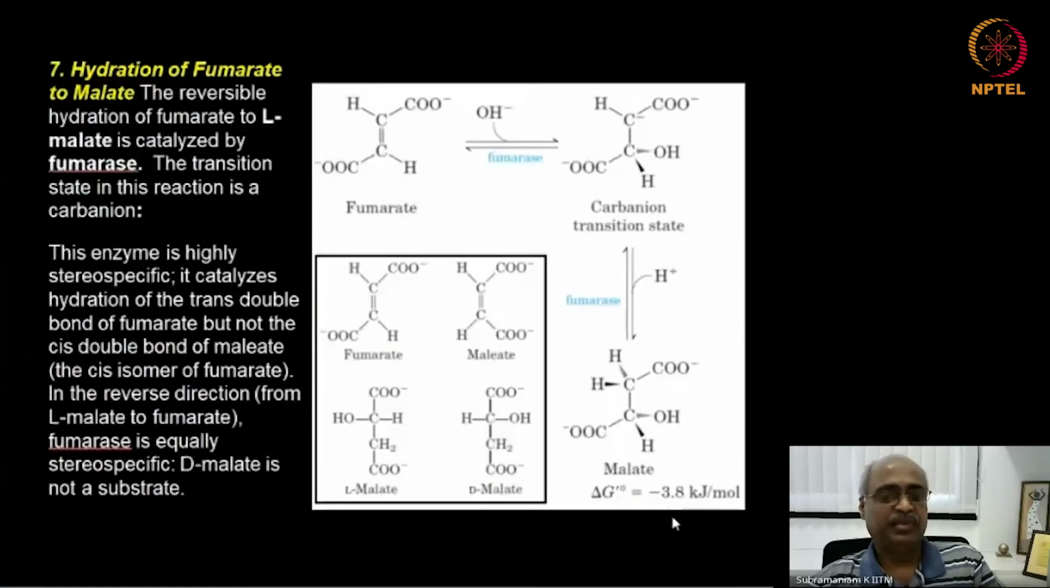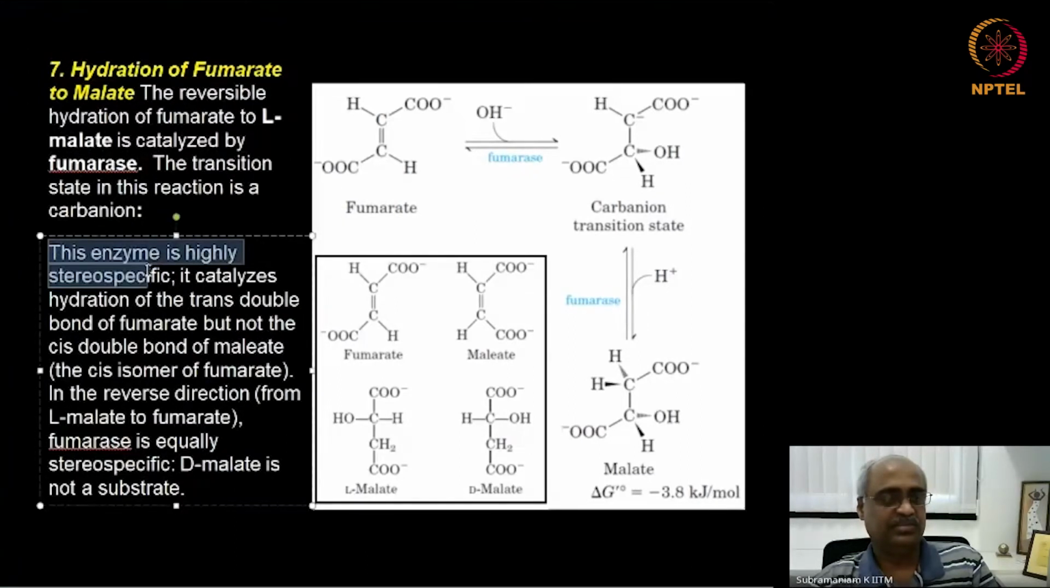And that fumarate, by the action of fumarase, becomes malate. Essentially, this double bond gets hydrated, meaning a water molecule is added, hydroxyl ion and then the proton here. And this enzyme is very peculiar. It's highly stereospecific. It catalyzes the hydration only of the trans double bond.